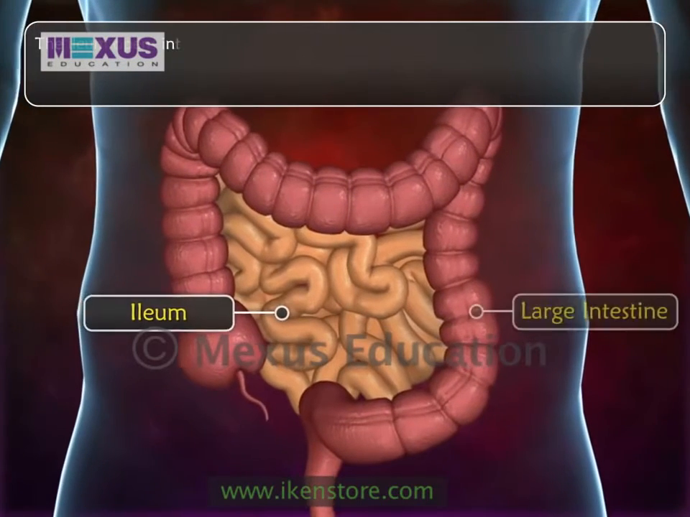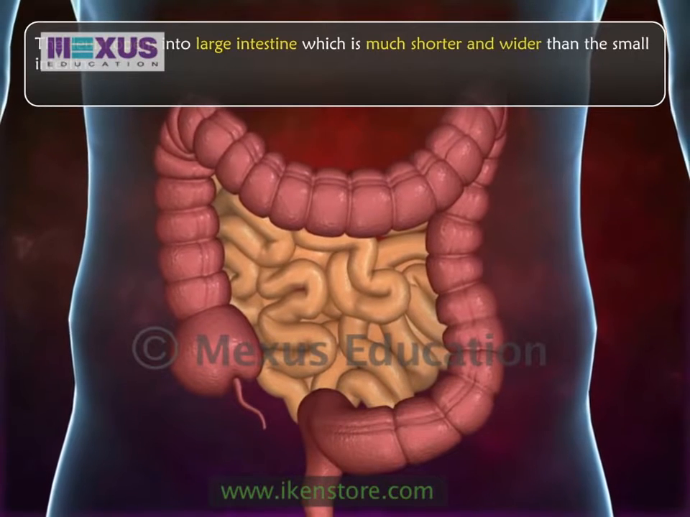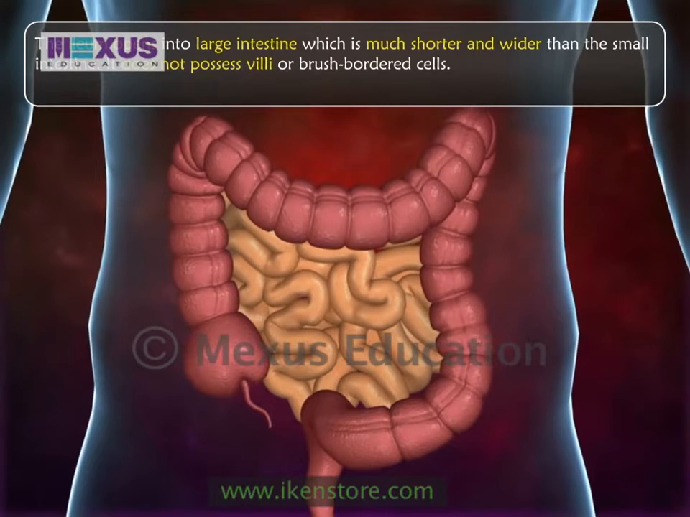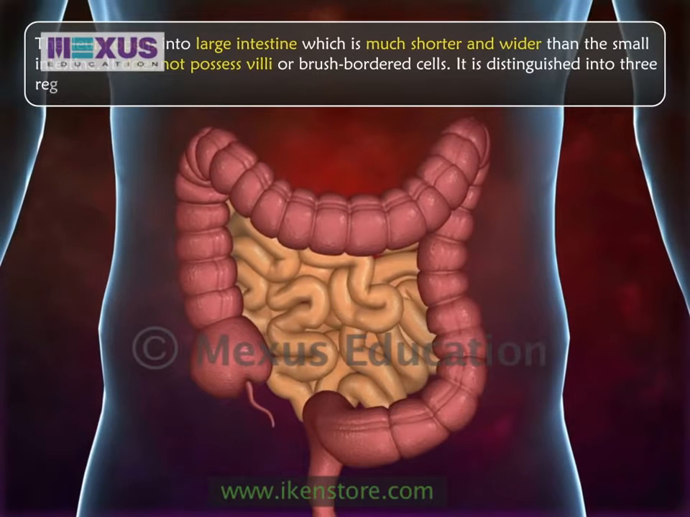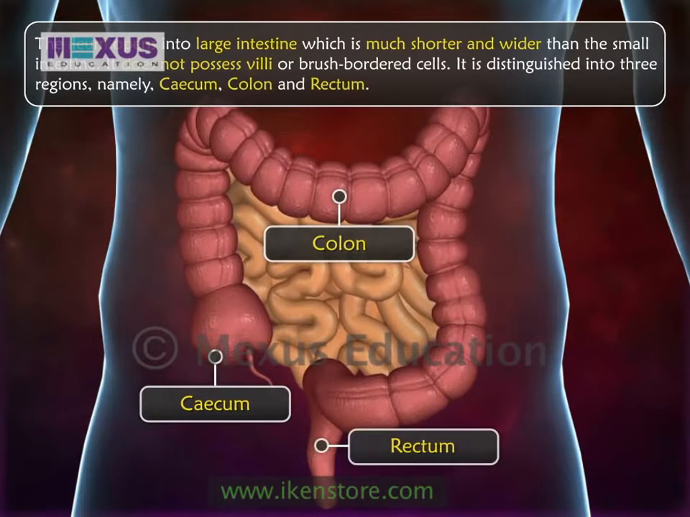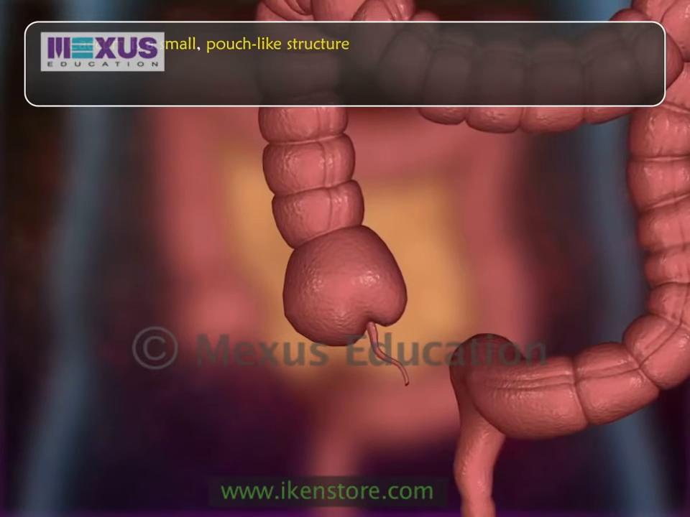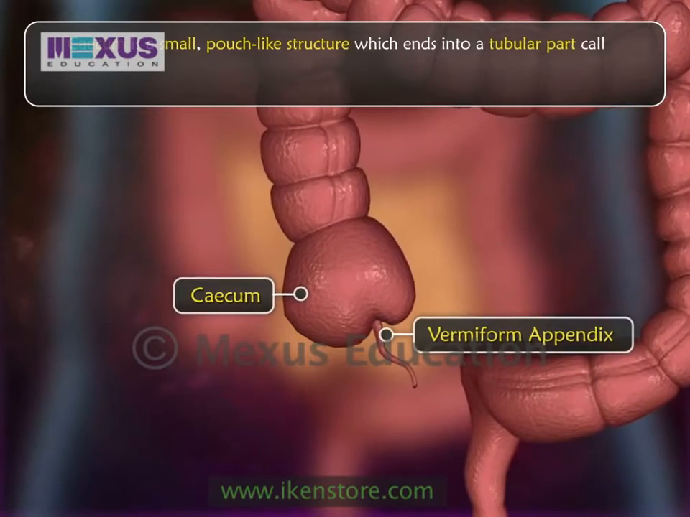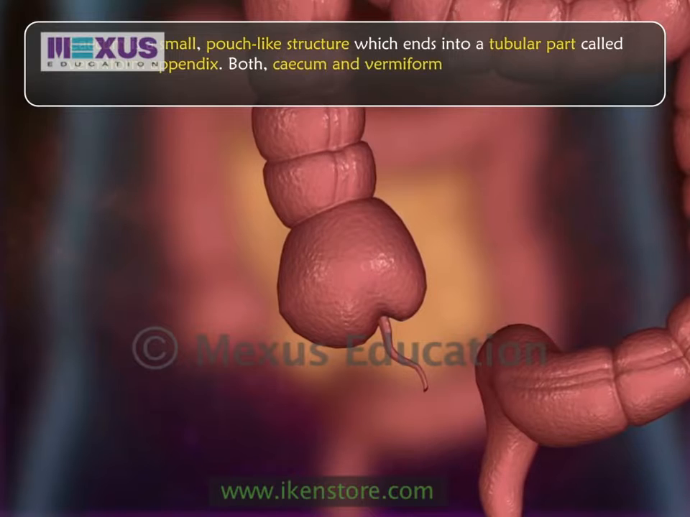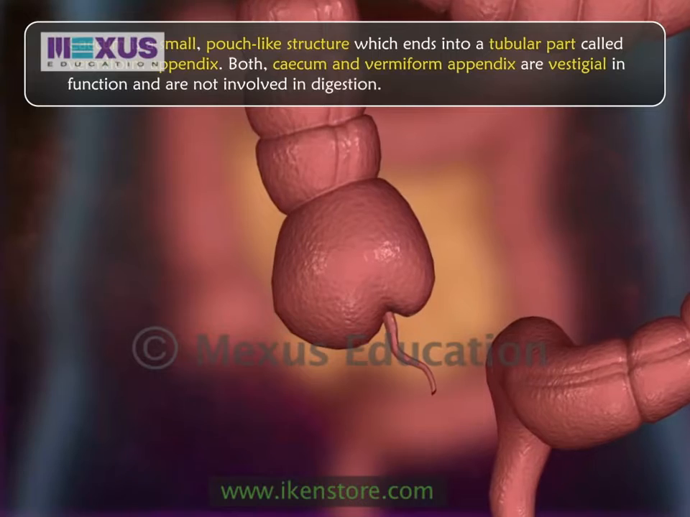The ileum opens into the large intestine, which is much shorter and wider than the small intestine. It does not possess villi or brush-bordered cells. It is distinguished into three regions, namely cecum, colon and rectum. The cecum is a small pouch-like structure which ends into a tubular part called the vermiform appendix. Both cecum and vermiform appendix are vestigial in function and are not involved in digestion.